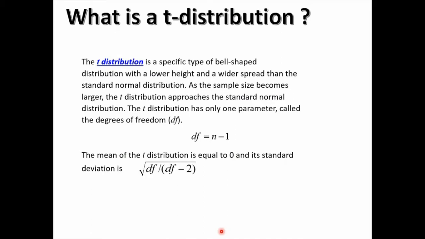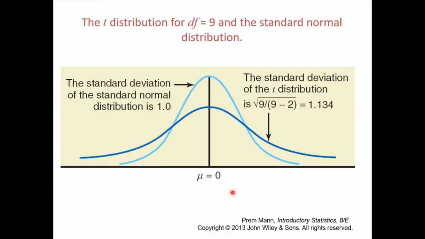We should also know that the standard deviation of the t-distribution is determined by the square root of the degree of freedom divided by the degree of freedom minus 2. Recall that the standard deviation of the standard normal distribution was 1. Here it is determined by the size of the sample.